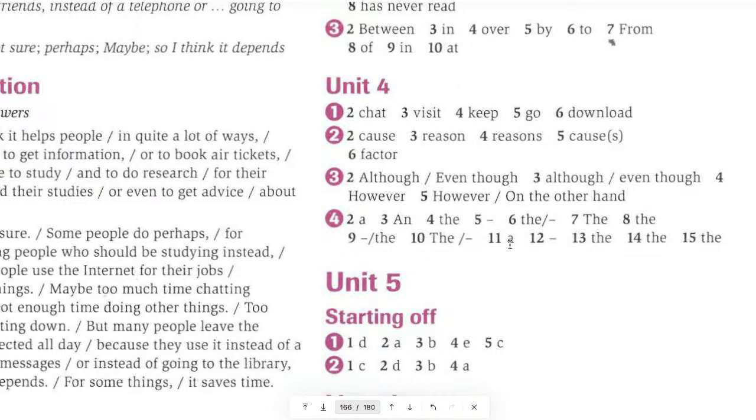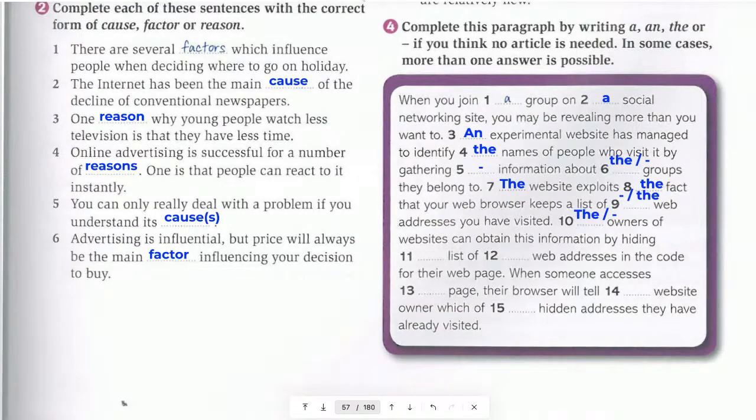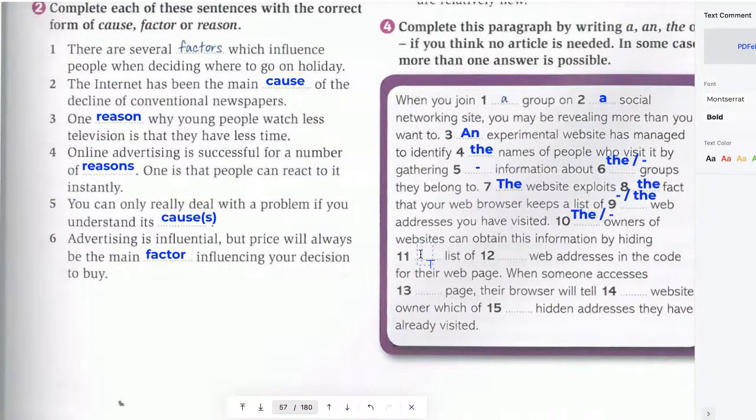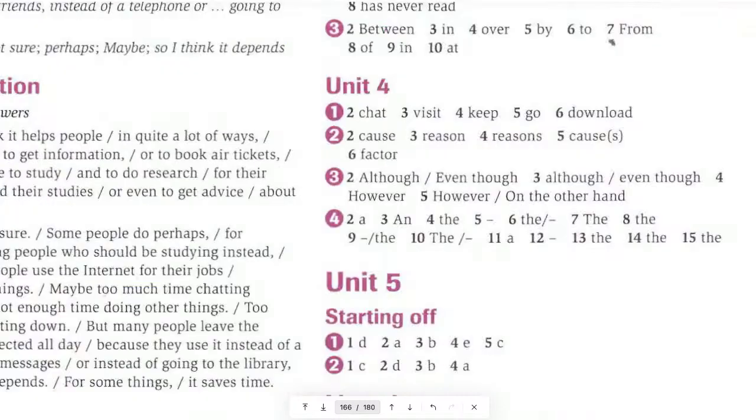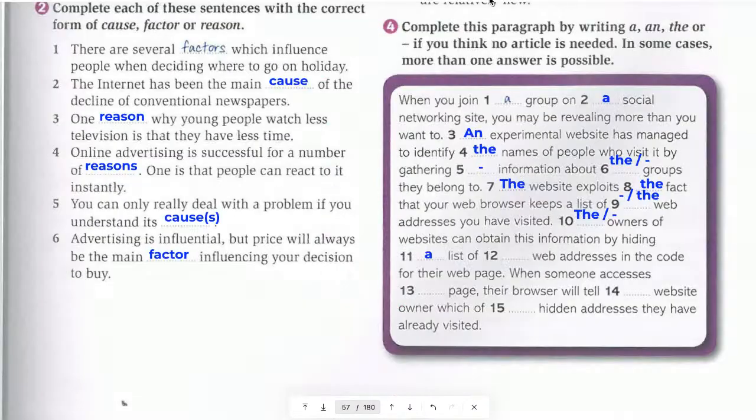Number 11, the answer is "a". Yeah, for the first time, okay? By hiding a list, you introduce that for the first time. A list of what? Number 12? Nothing. Okay?